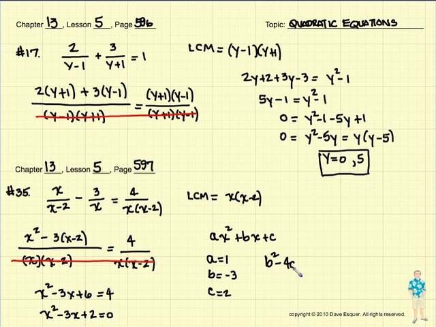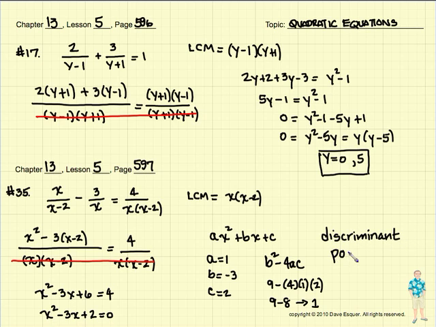And all we've got to do is play with b squared minus 4ac to see what kind of sign we're going to have, either positive, 0, or negative. So this looks like a 9 minus 4 times a 1 times a 2, which gives us a 9 minus 8, which gives us a 1. So the discriminant is positive.